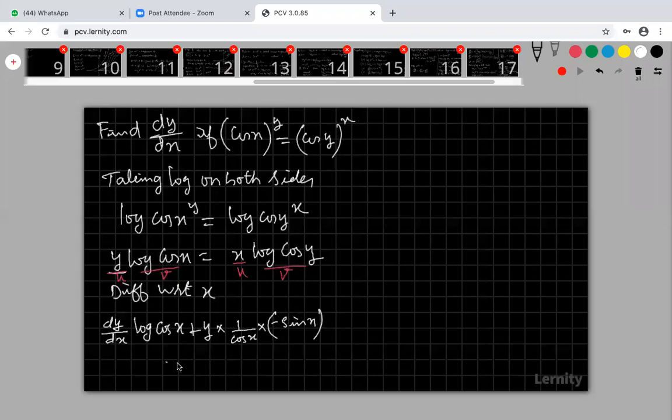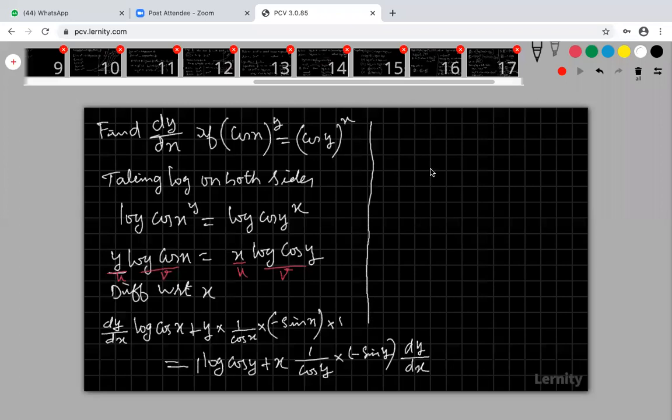Okay, equal to, come to the right hand side, apply UV dash formula, U dash V plus UV dash. U dash V, U dash means x differentiation, that is 1, into V, log cos y, plus UV dash, u is x, differentiate this: 1 by cos y, cos y differentiation is minus sin y. And you have to differentiate this y, dy by dx. Please try to understand. Here 1 by cos x differentiation is minus sin x. Here 1 by cos y differentiation is minus sin y. Here the differentiation of x is 1 with respect to x. But here the differentiation of y with respect to x is dy by dx. You have to write that dy by dx. Don't forget. Okay.